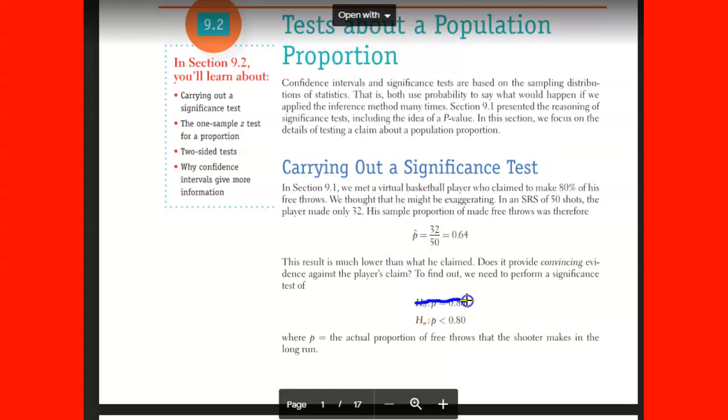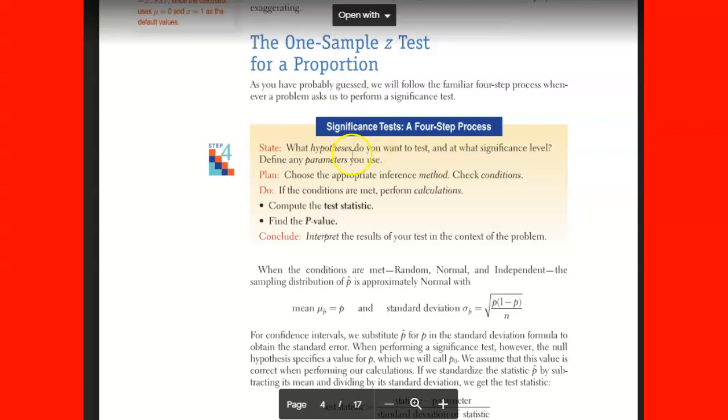So I would reject the null hypothesis, and I would say something like, I have pretty good evidence that their free throw percentage really is less than 80. I would reject the null, and I would have strong evidence in favor of the alternate that their true proportion is really less than 80. That whole process is called a one-sample z-test for proportion.